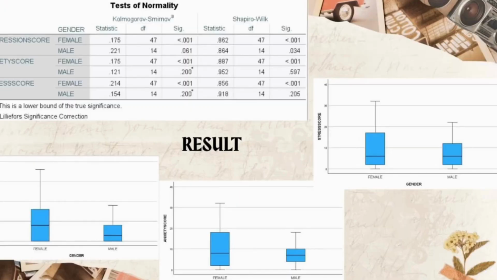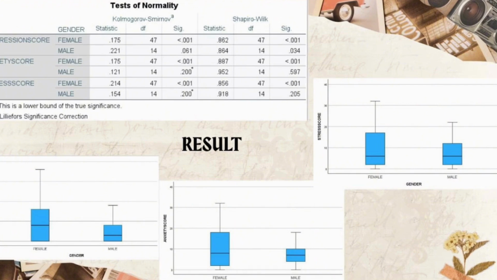The result of the Kolmogorov-Smirnov normality test for depression, anxiety, and stress score by gender. Based on the significant value from the Kolmogorov-Smirnov test, for the female group, all variables show p-value less than 0.05, indicating that the data are not normally distributed. For the male group, the p-value are greater than 0.05, indicating that the data are normally distributed.